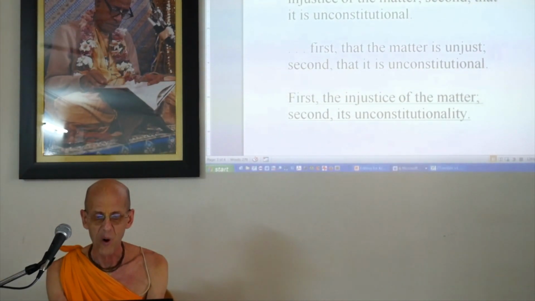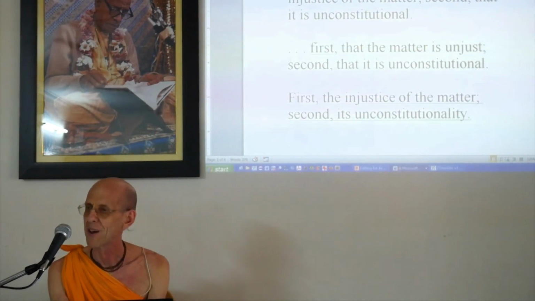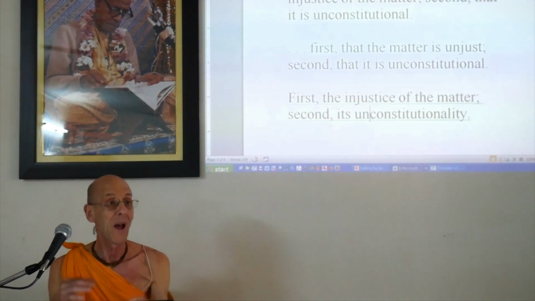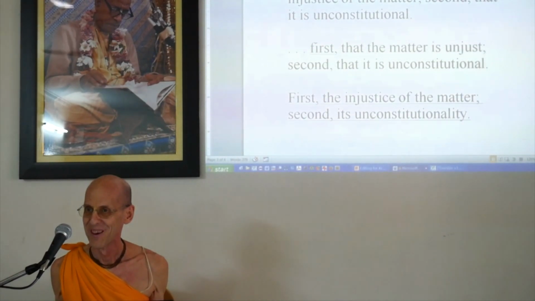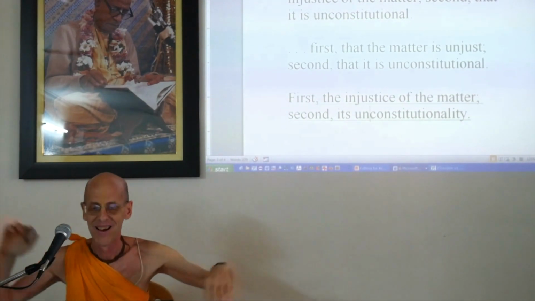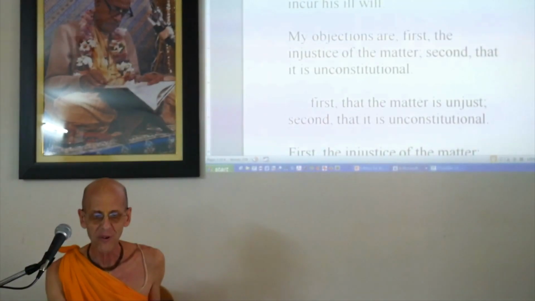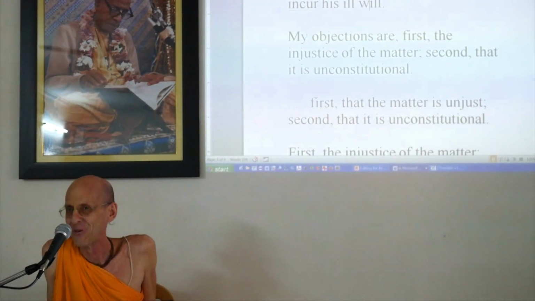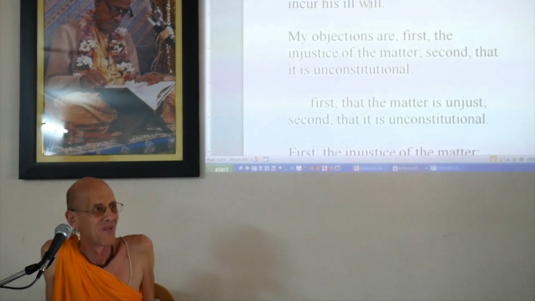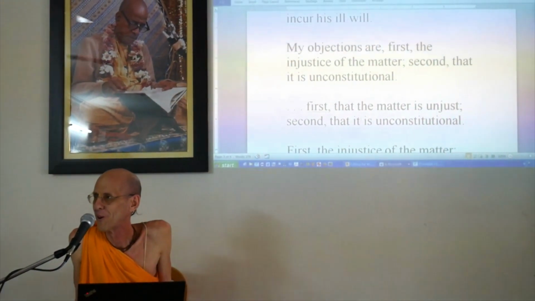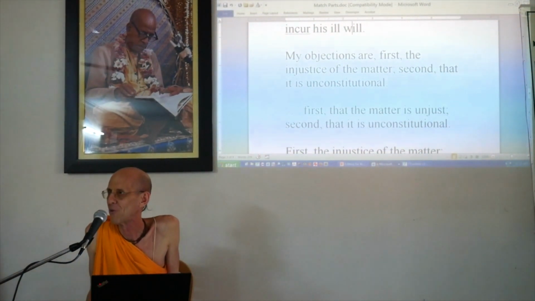I like this more. First, that it's unjust. Second, that it's unconstitutional. But the other one, in terms of matching parts, at least matches. It's a more highfalutin match, but it's a match. Whereas the first one, the injustice of the matter, second, that it is unconstitutional, is a mismatch. So I want to match. And yes, I'd rather match smoothly and shortly than have to resort to 7 syllables and so on.